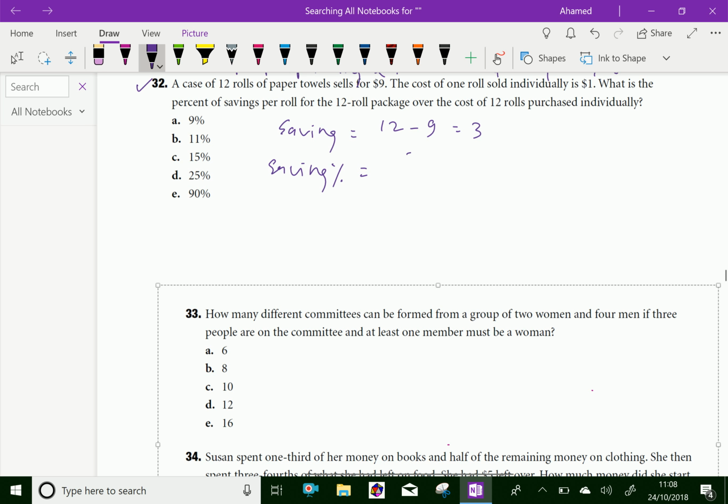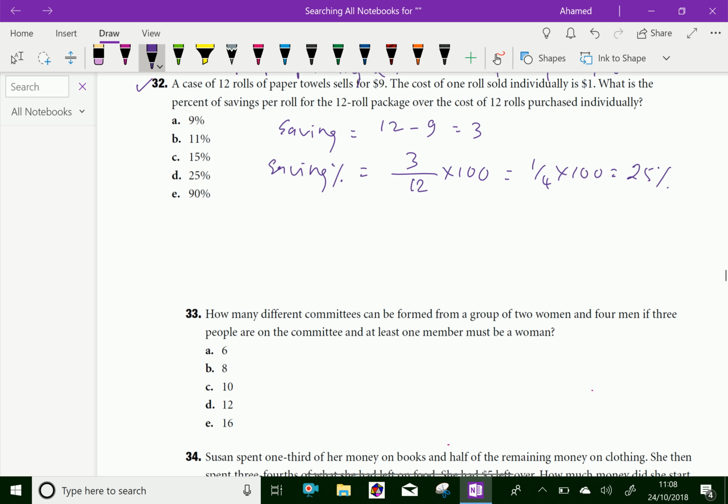The saving over the total cost per individual towel, means if you buy individually, one towel is $1, therefore 12 towels are $12. Multiplied by 100, this gives 1/4 of 100, equal to 25%. Option D.